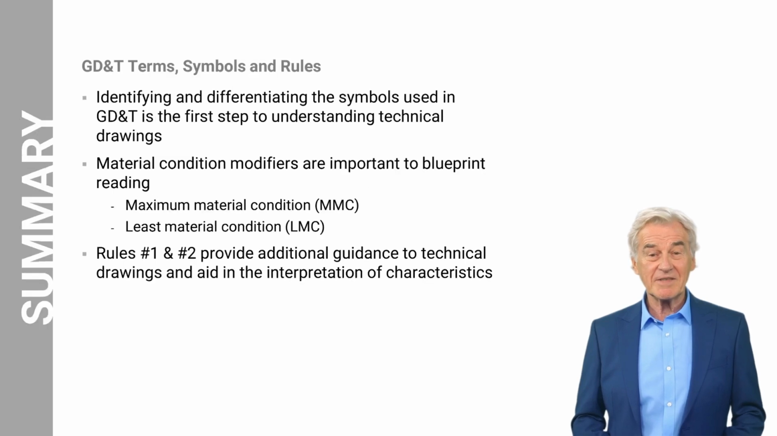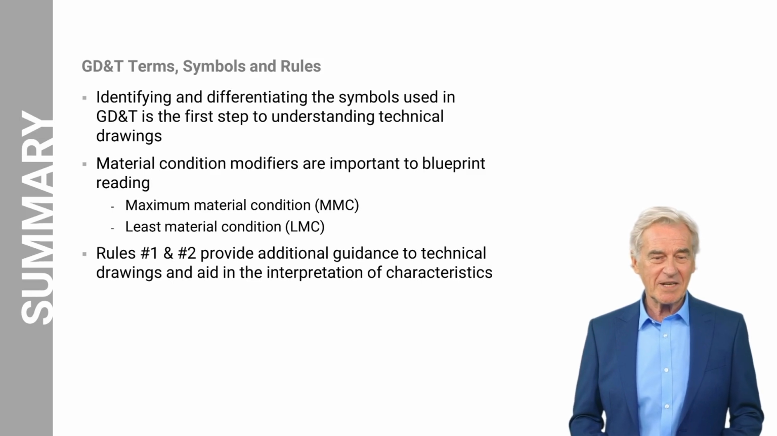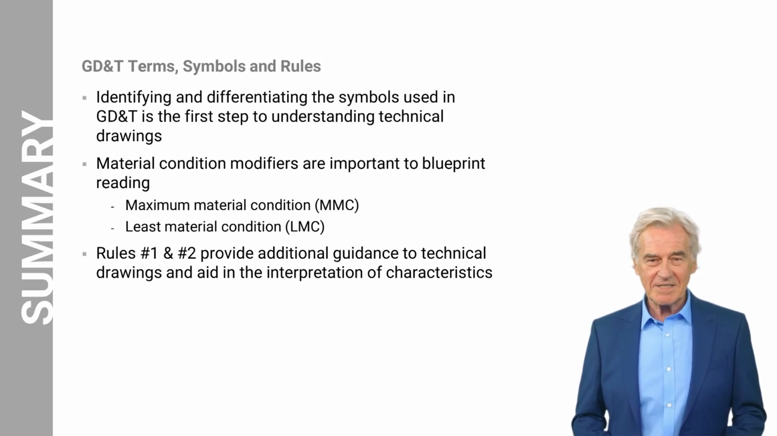We have reached the end of this lesson. In summary, identifying and differentiating the various symbols used in GD&T is the first step to understanding technical drawings. A technician must understand the difference between the maximum material condition and the least material condition for component and assembly drawings. Lastly, Rule Number 1 and 2 provide additional guidance to technical drawings and aid in the interpretation of characteristics.